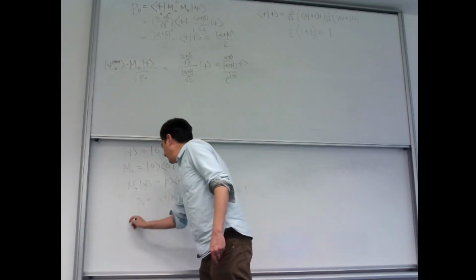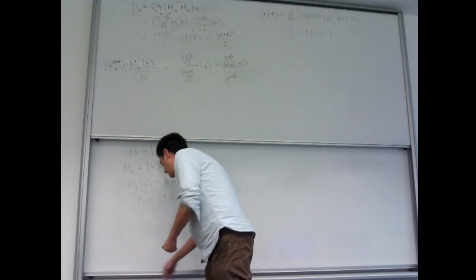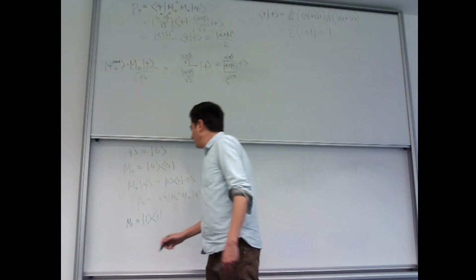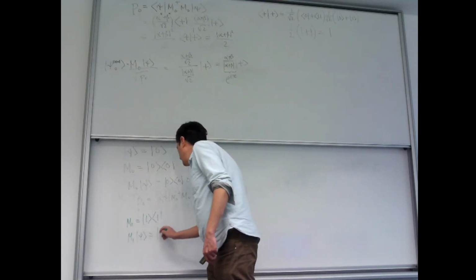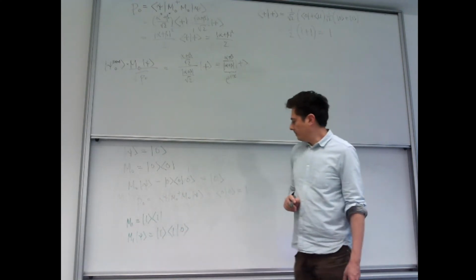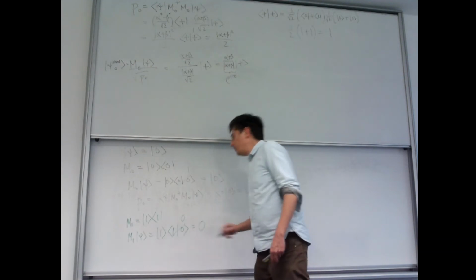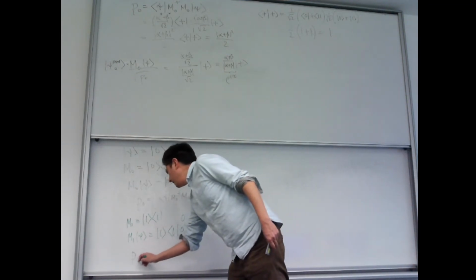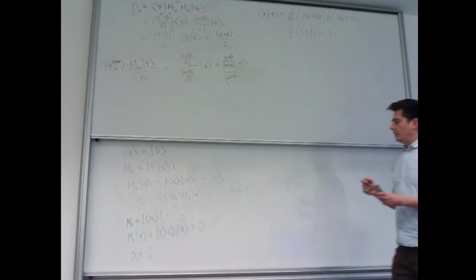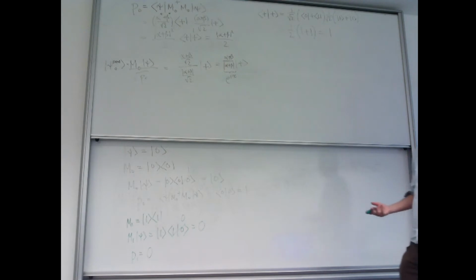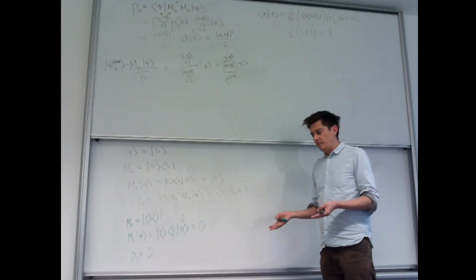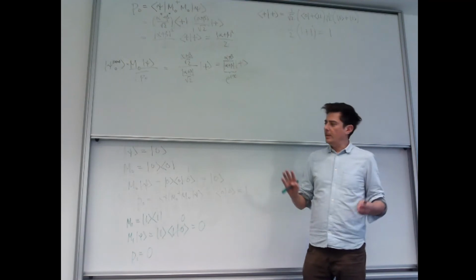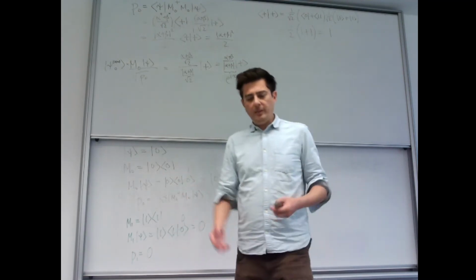Now what about the other outcome, M1? M1 on psi gives the 0 vector, as in the vector with length 0. The probability of that is 0. So basically, with 100% probability, you will get the outcome 0, and with 0%, you'll get the outcome 1. So that means you can perfectly tell the difference between the zeros and the ones. I mean, as you should, because that's what we do every day, and that's how the internet works.